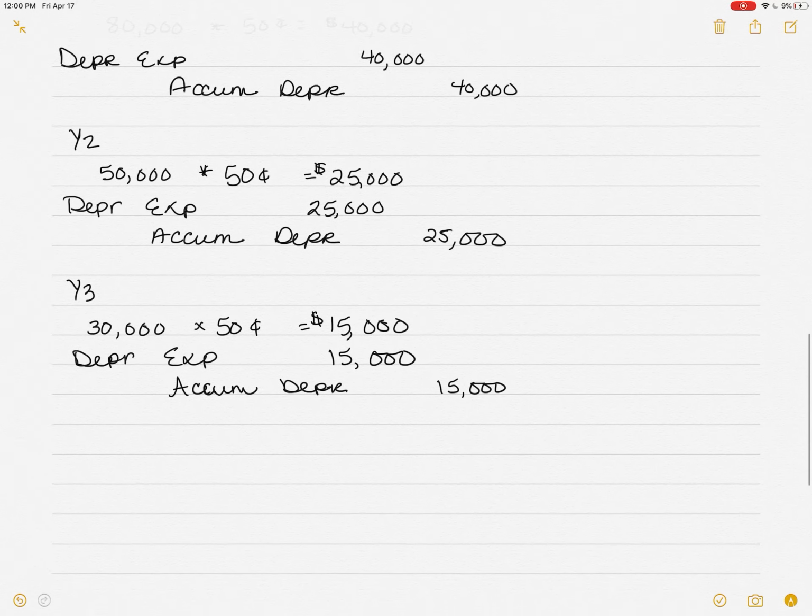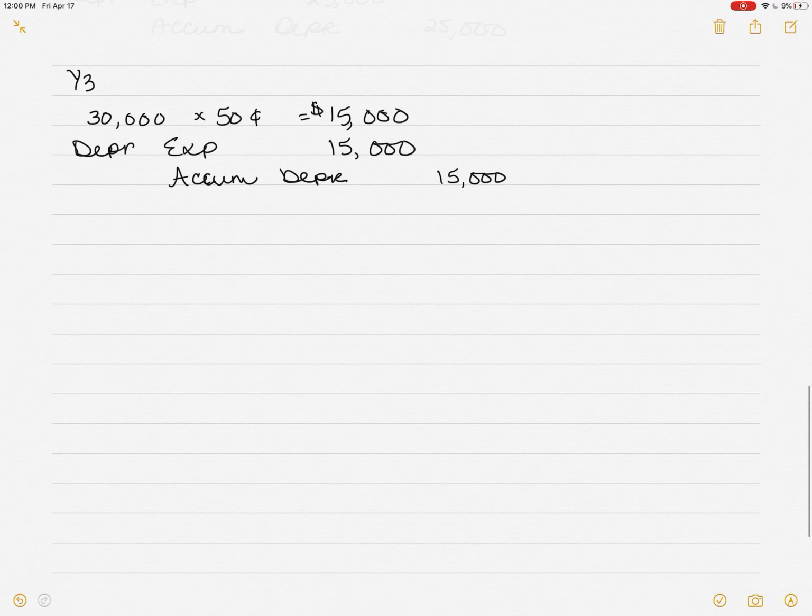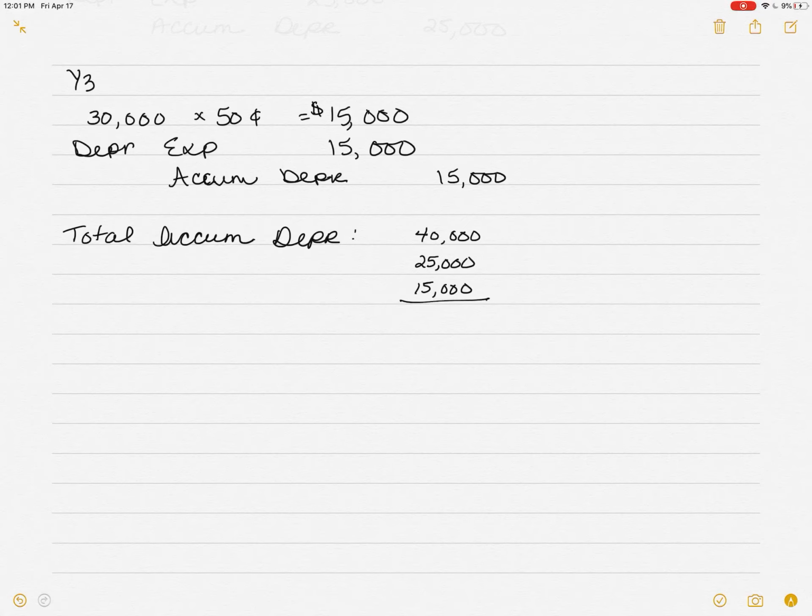Now, same problem, we're going to record the fact that we've held this for 3 years before we sold it. So we first need to figure out what is our total accumulated depreciation. To do that, we're just going to add up the depreciation from each year. 40,000 the first year, 25,000 the second year, and $15,000 the third year, for a total accumulated depreciation of $80,000.